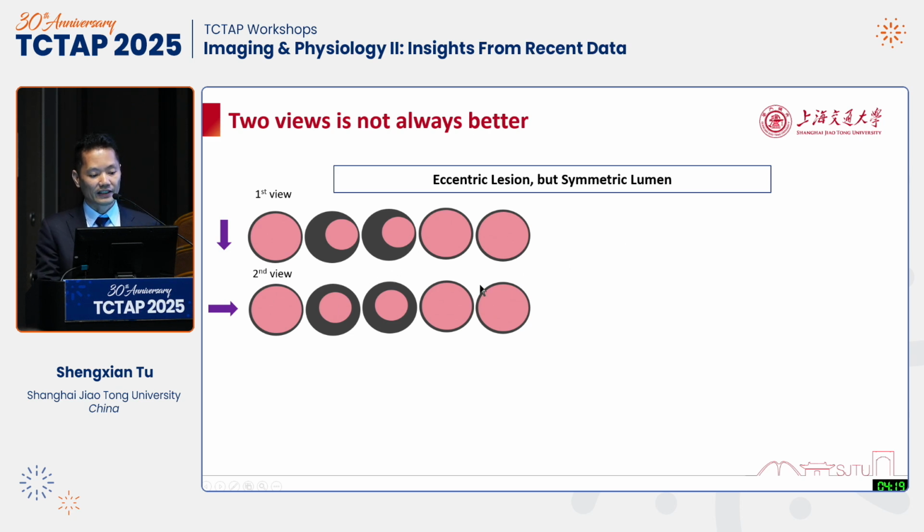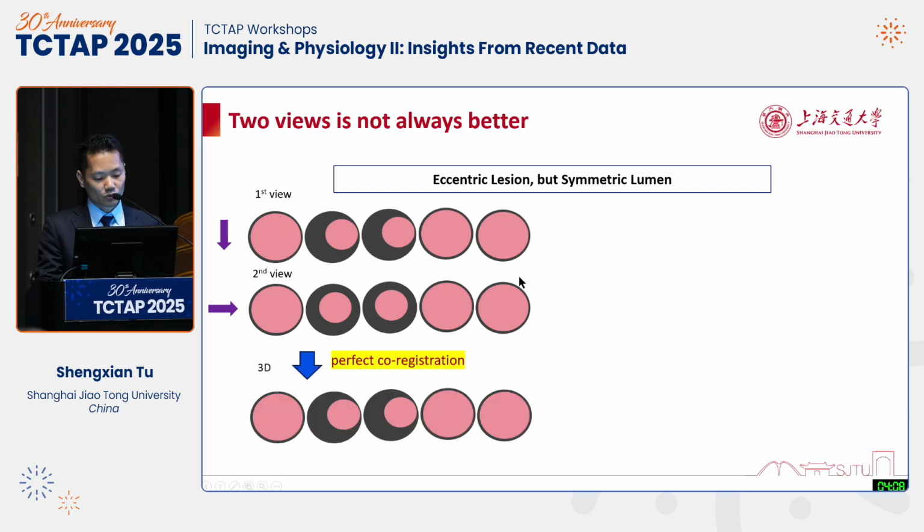For example, in this case, you can see black glow on one side. It's an eccentric lesion, but the lumen is symmetric. So whether you take this projection or that projection, the lumen will be the same. So if you do a perfect correlation, then the 3D lumen will also be round.